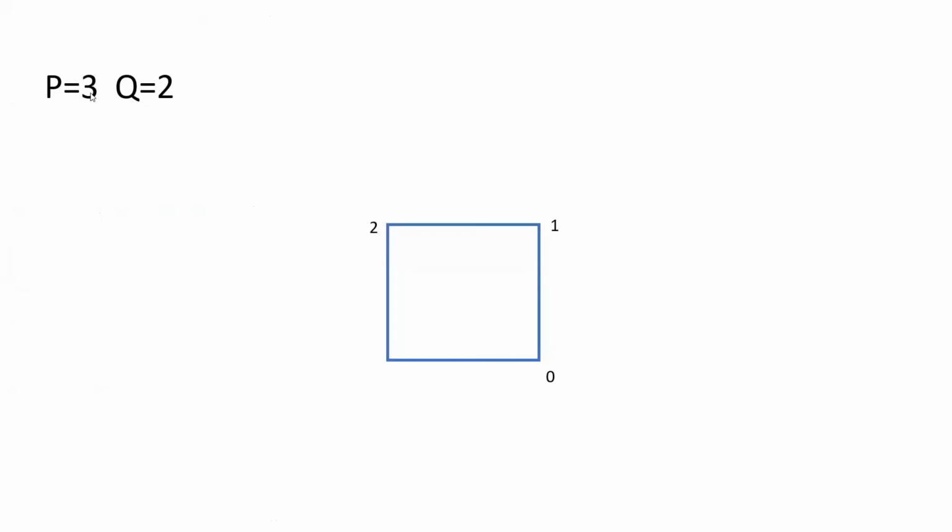Now see here, let's take an example where p is 3 and q is 2. Fine. p is 3 and q is 2. And in that case, what exactly is happening? We have our light source at this corner. So in this corner we had our light source, right?